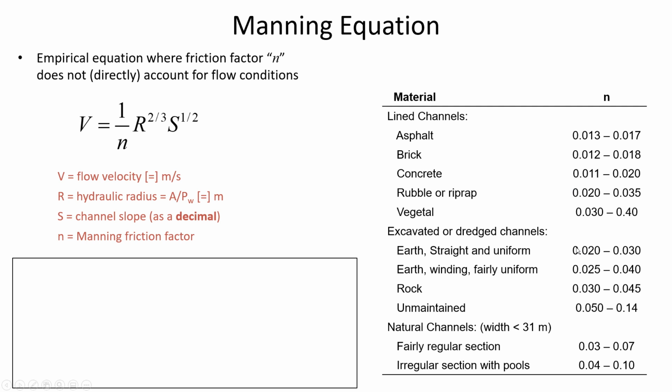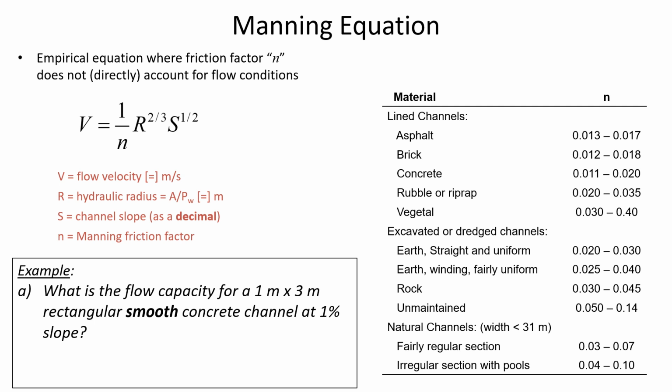Here's some typical n values. The lower the n value, the more smooth the surface is. So there'll be less resistance for a low n value. A higher n value means that the water is going to have a lower velocity because there's more resistance.